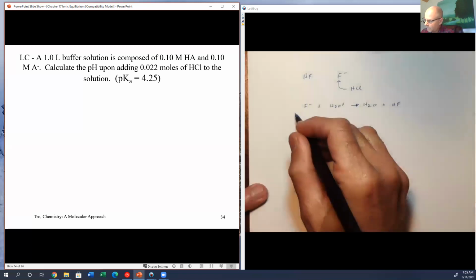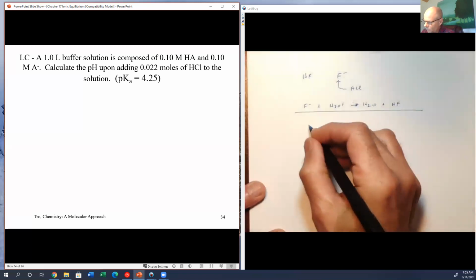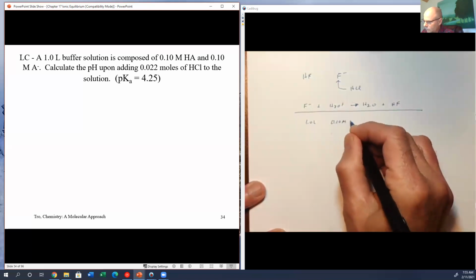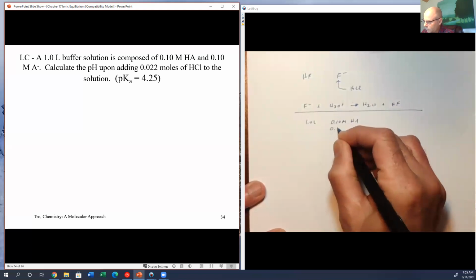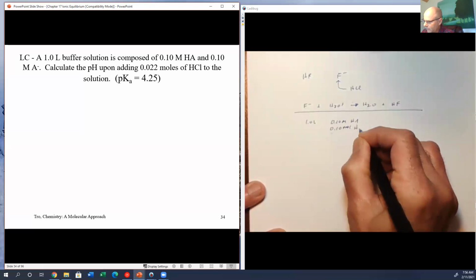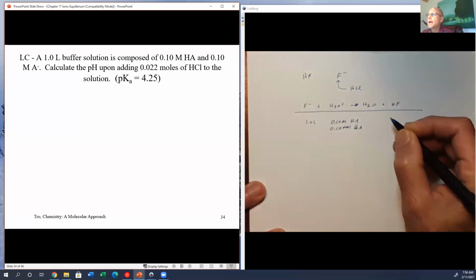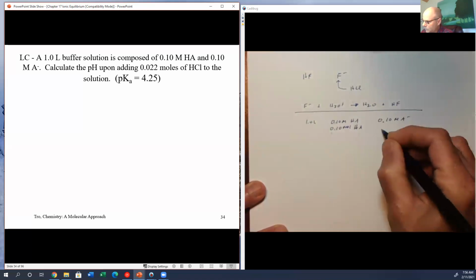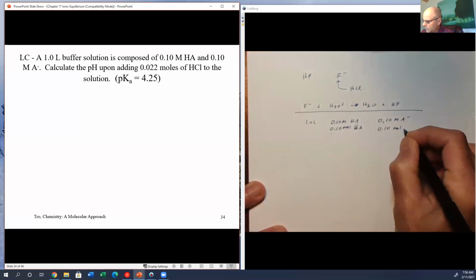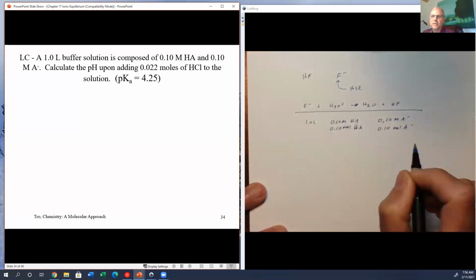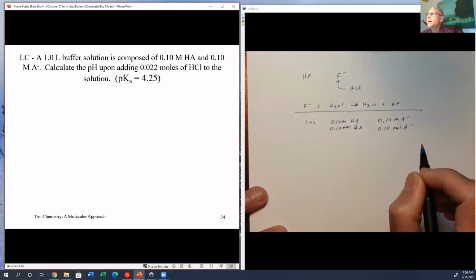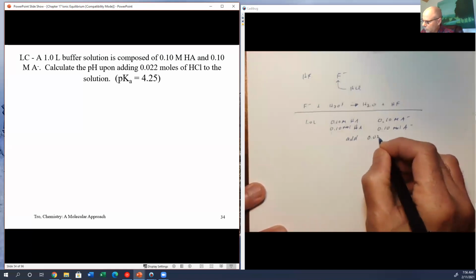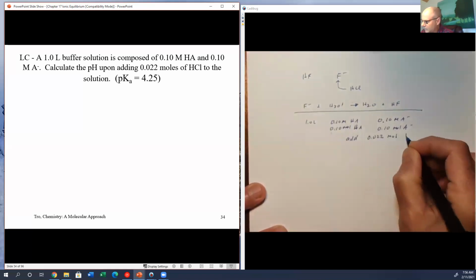Okay, for this problem, again, you have 1 liter of a buffer. It's 0.10 molar HA, and because it's 1 liter, that means you have 0.100 moles of HA. You have the same thing, 0.10 molar A minus, which means you have 0.10 moles of A minus. Remember, with these stoichiometry calculations, you always want to work in moles. And it's saying here that I'm adding 0.022 moles of HCl.